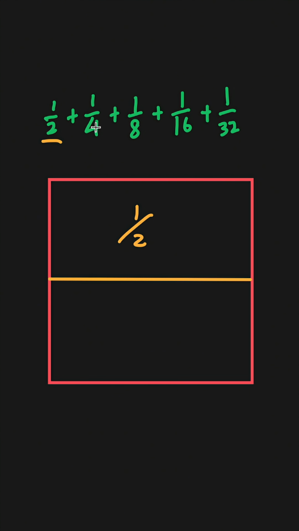And then how do we get 1 over 4? That's like the half of the square. We're going to draw a line over here to separate the other half. And then this part is 1 over 4. Now we get 1 over 2 and 1 over 4.